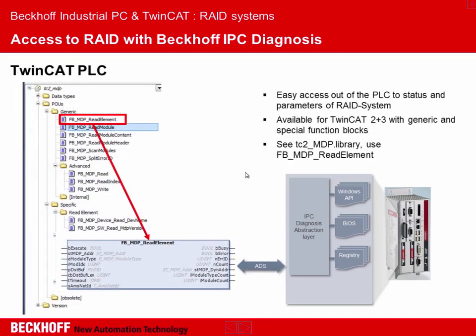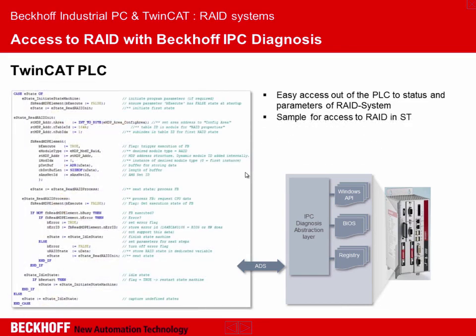And last but not least, we also have the possibility to get the information into the PLC. For this we have a library, and the library name is the TC2_MDP library for TwinCAT 3. Internally we have a lot of different function blocks, and to get the information from the RAID system you need the function block FB_MDP_ReadElement. With this you get the status of the RAID system directly inside the PLC.